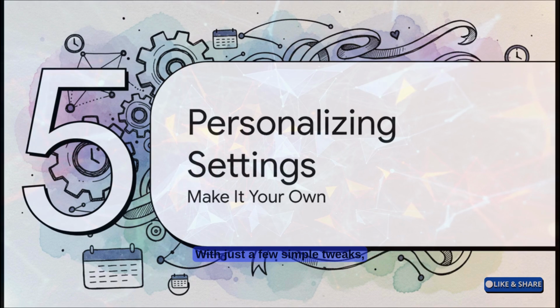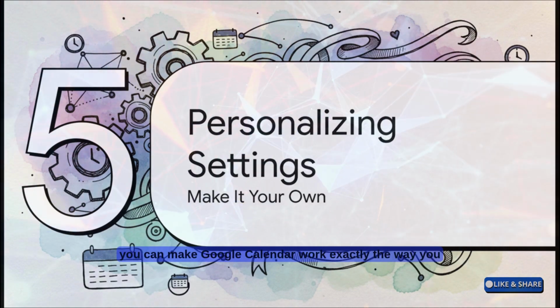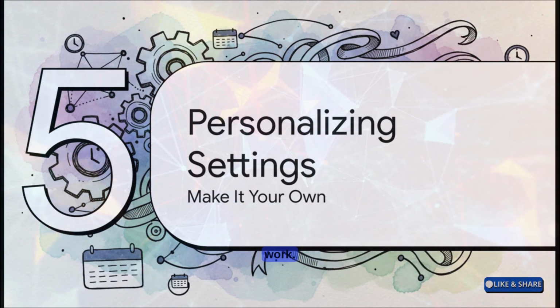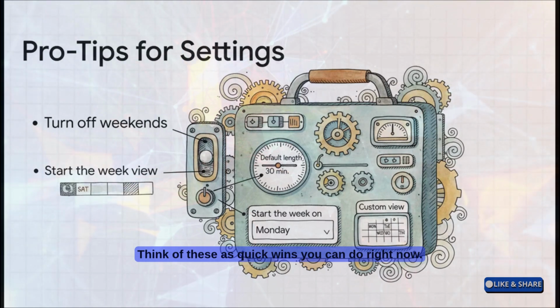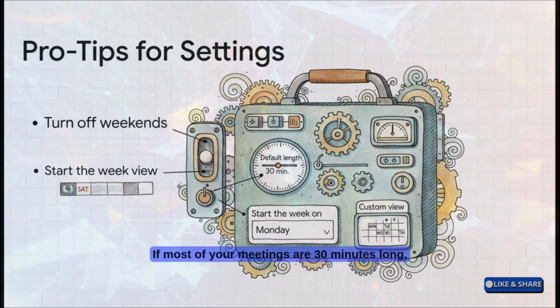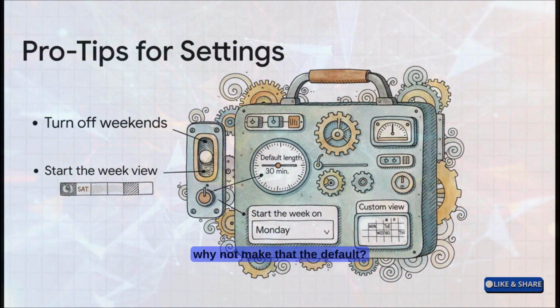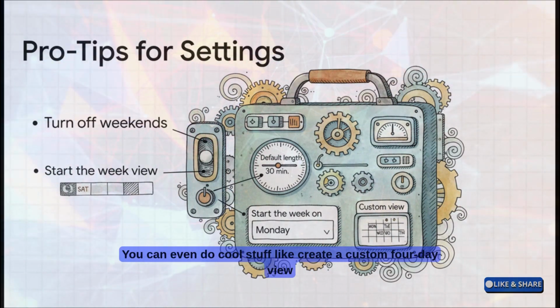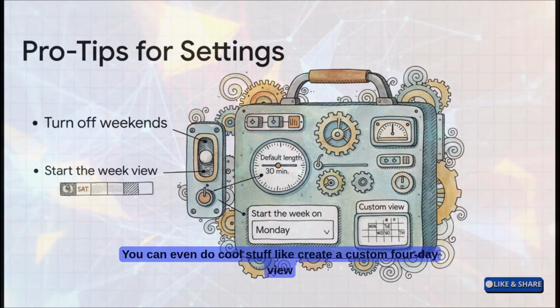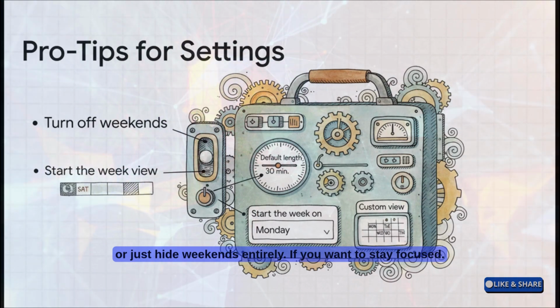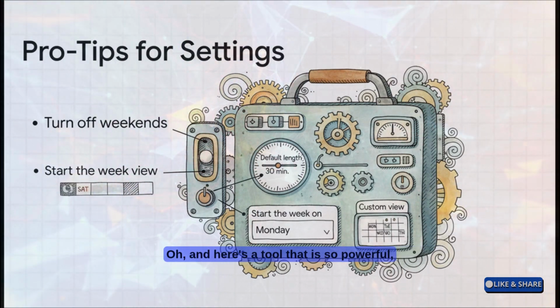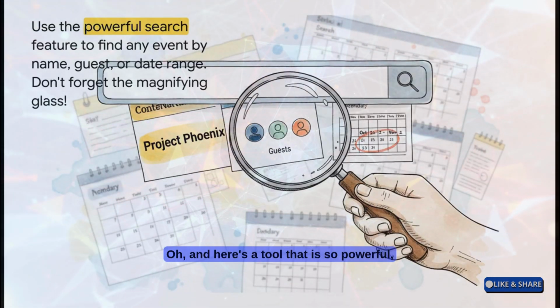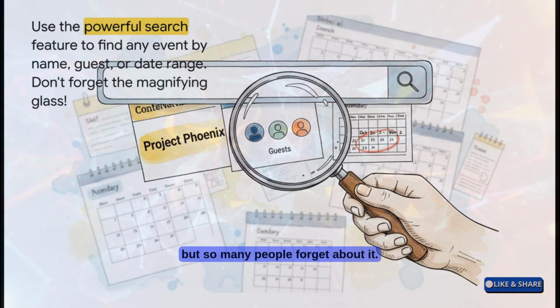With just a few simple tweaks, you can make Google Calendar work exactly the way you work. Think of these as quick wins you can do right now. If most of your meetings are 30 minutes long, why not make that the default? If your work week starts on a Monday, change the calendar to match. You can even do cool stuff like create a custom 4-day view or just hide weekends entirely if you want to stay focused.